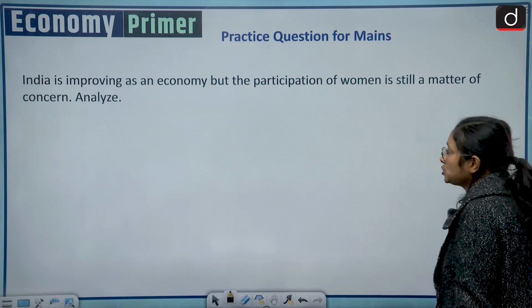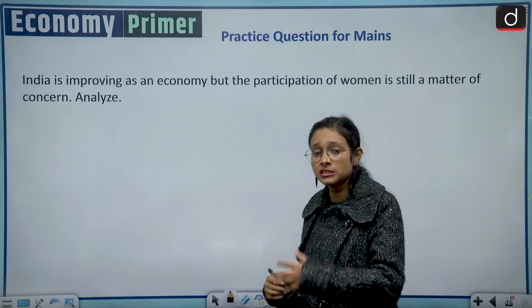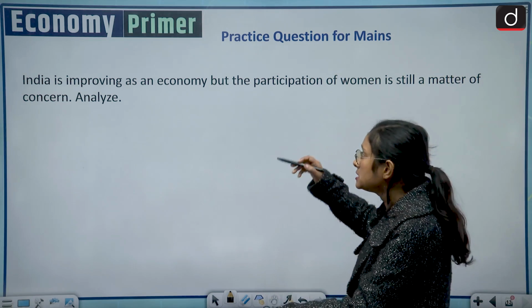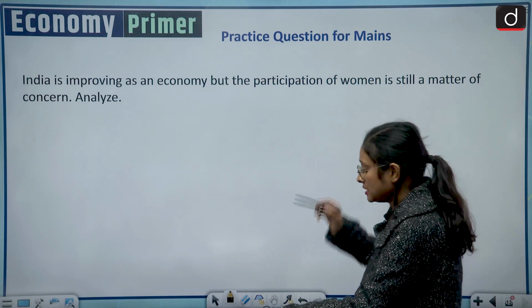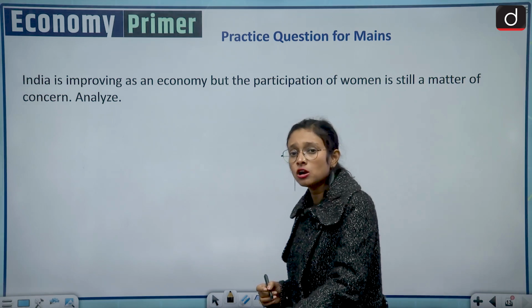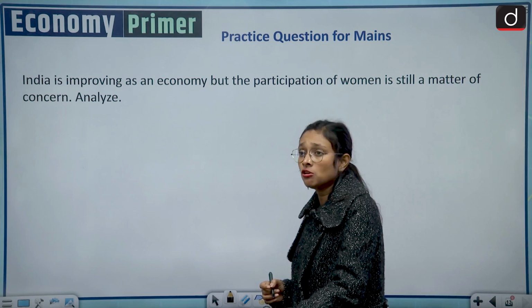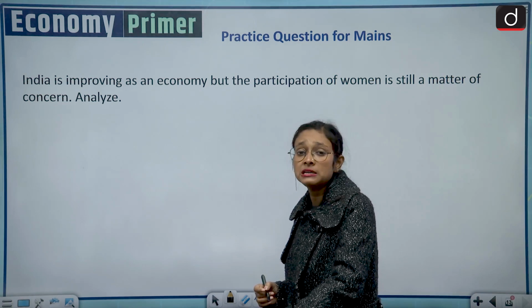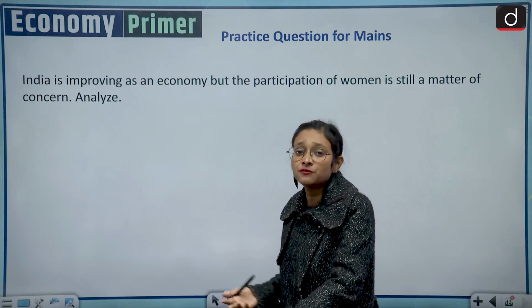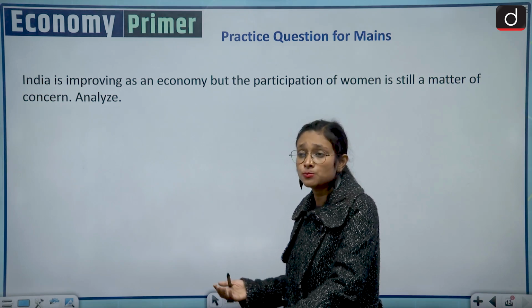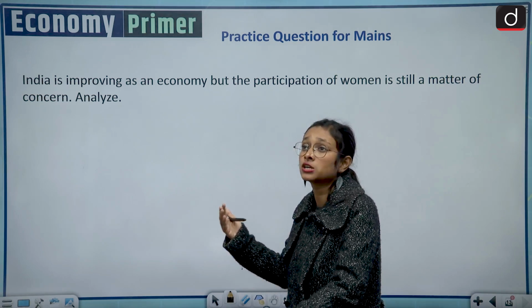Moving on to the mains question. Through the mains question, we'll analyze what challenges we have and what opportunities we can provide to our women. India is improving as an economy, but the participation of women is still a matter of concern. Analyze. As you already know, India has become the 5th largest economy of the world, and it is also expected that by 2025 India may become the 3rd largest economy. But what does this positive trend tell us in terms of women? These positive trends are not positive in terms of women, because their contribution is not recognized.